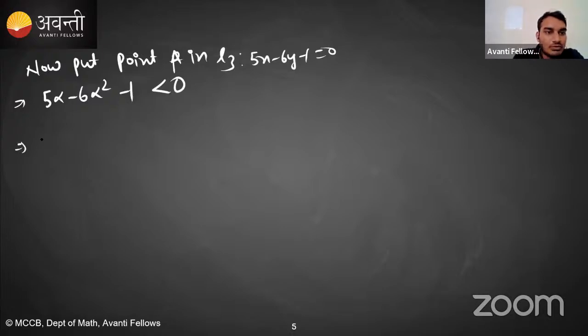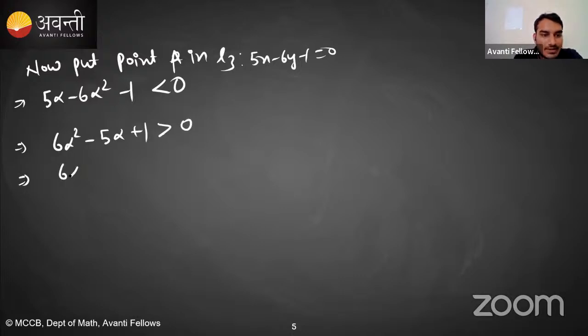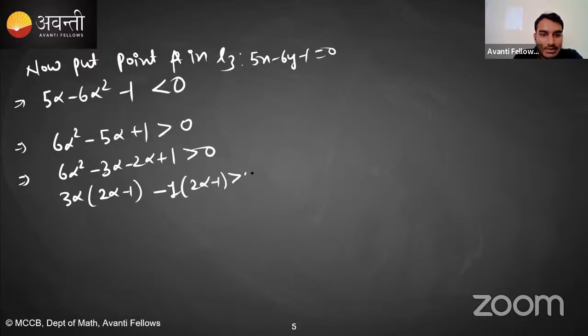Okay. So it means 6 alpha square minus 5 alpha plus 1 multiplied with minus, so the sign of inequality will reverse. Right? Clear? So what is this? 6 alpha square minus 3 alpha minus 2 alpha plus 1 greater than 0. So take 3 alpha common, so it is 2 alpha minus 1. Minus 1 common. 2 alpha minus 1 greater than 0. So it is 2 alpha minus 1 into 3 alpha minus 1 greater than 0.